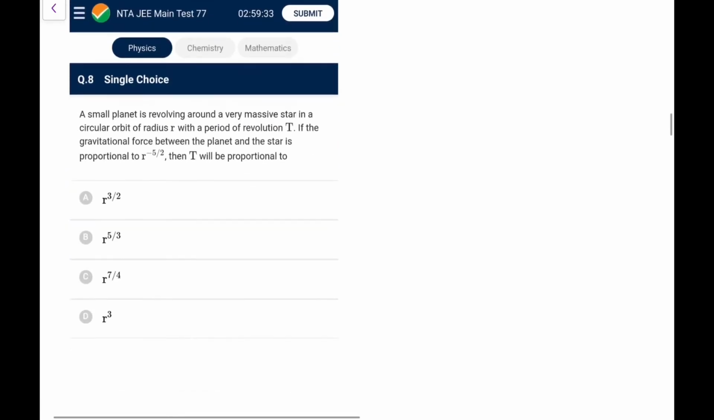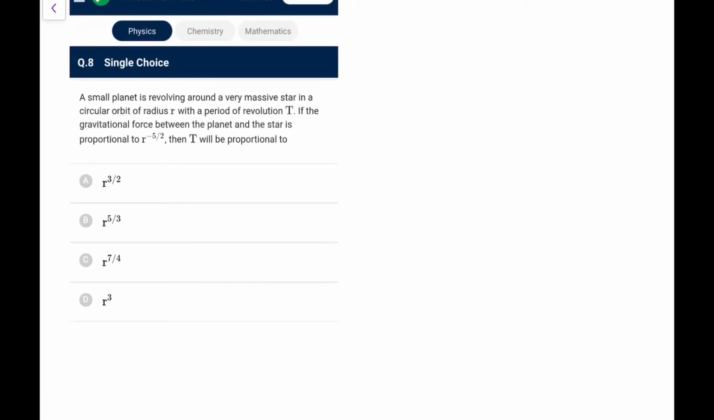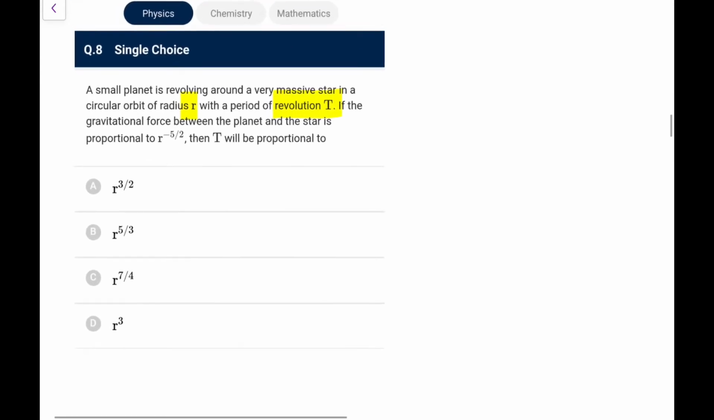Okay, though you can say acceleration 0 is constant. Next. A small planet is revolving around a very massive star in a circular orbit of radius r with a period of revolution t. If the gravitational force between the planet and the star is proportional to r to the power minus 5 by 2, then t will be proportional to. Same question was in NEET paper today.